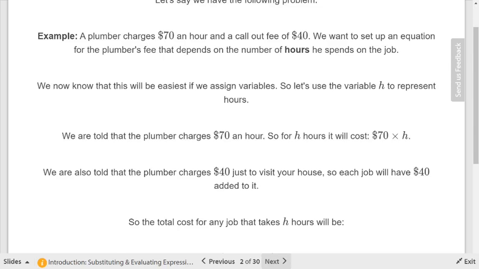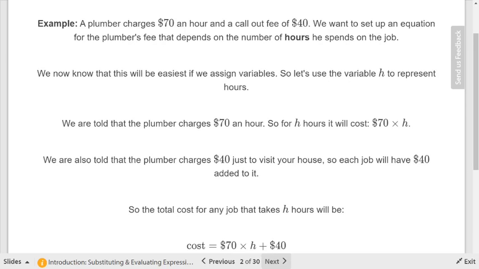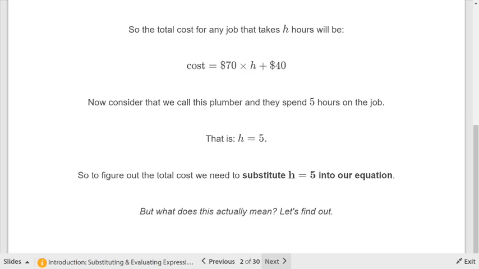Good. So the total cost for any job, the cost will equal $70 times H, which stands for the number of hours, plus the $40 that he's always going to charge. So let's say that we call the plumber and he spends 5 hours on the job. So hours equals 5, right? So what we're going to do is simply substitute 5 in place of the H and then simplify it. Do the math.